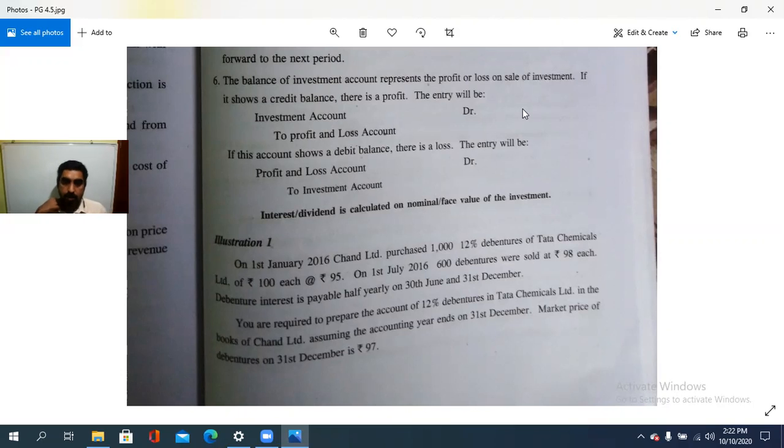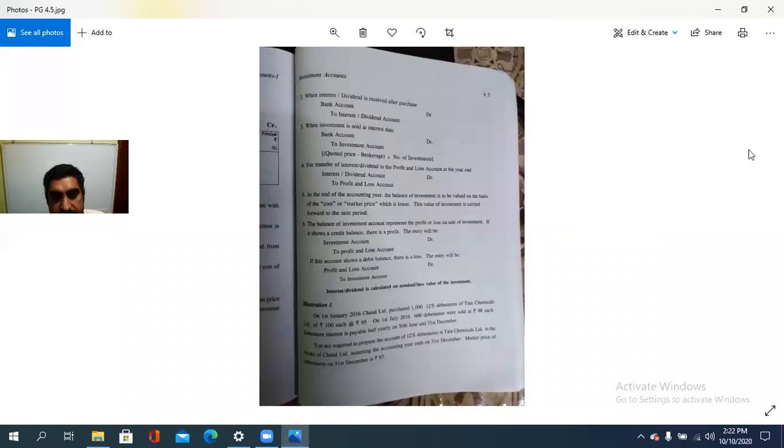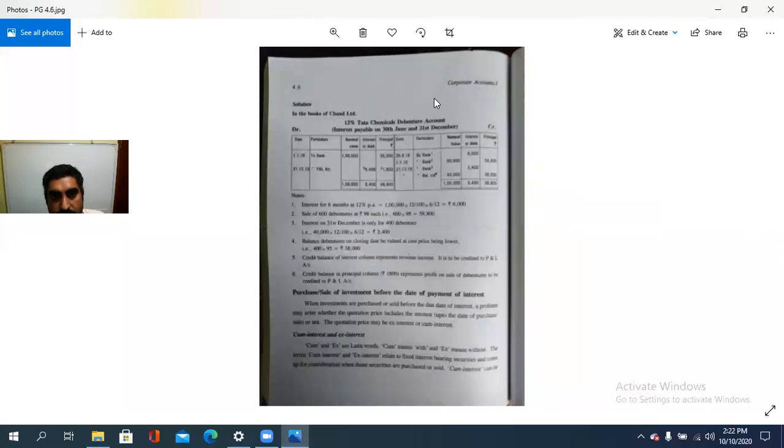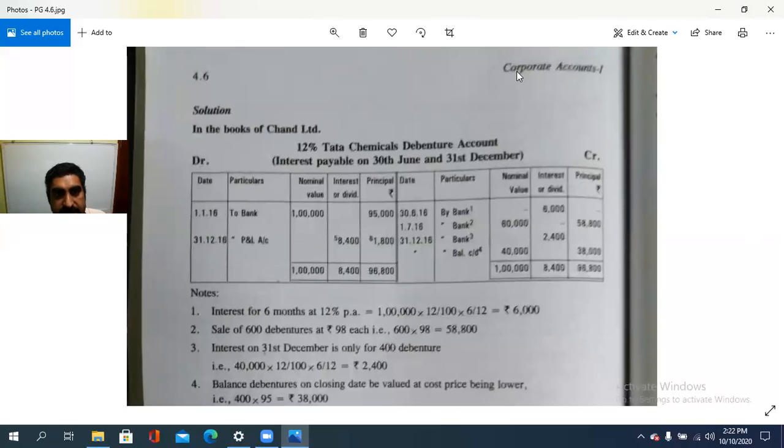So you are required to prepare the account of 12% debentures in Tata Chemicals, assuming the accounting year ends on 31st December. Market price is ₹97. So how is this to be done? In the books of Chand Limited, this is the debenture account, 12% Tata Chemicals. This is the debenture account.